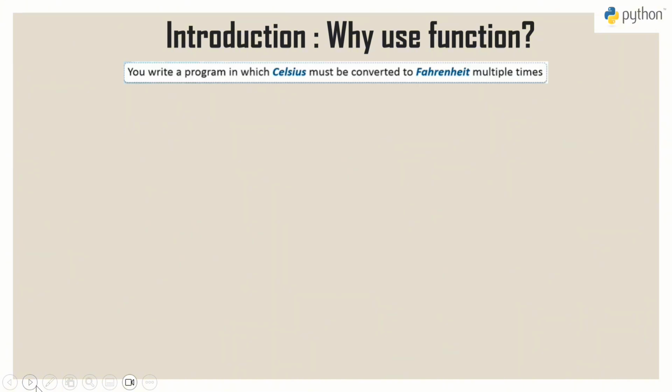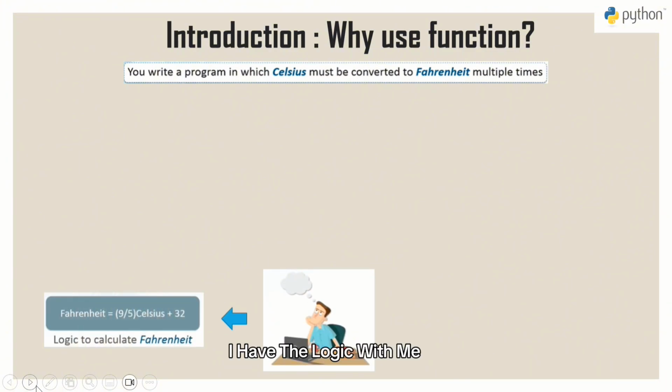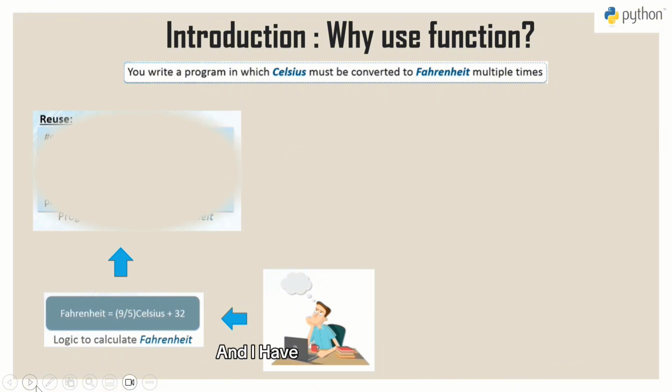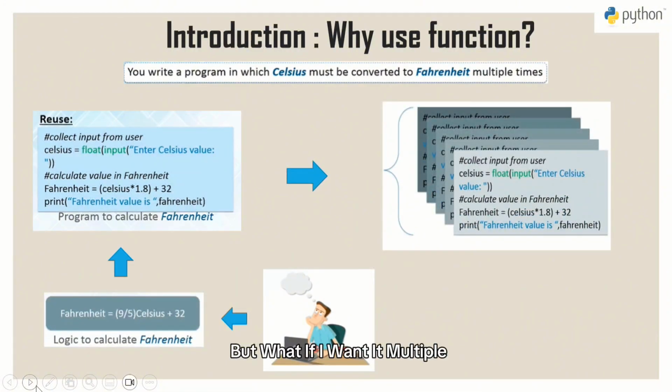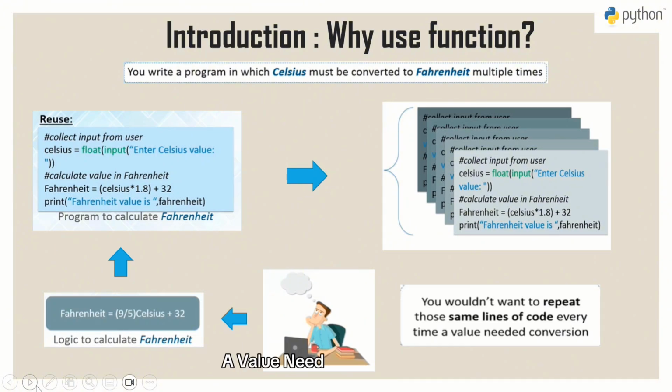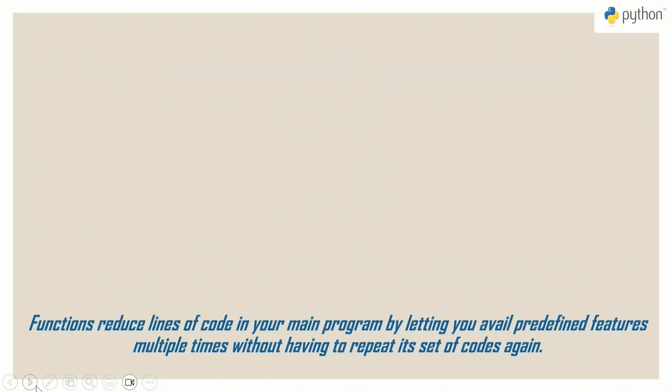Suppose I need to write a program in which Celsius must be converted to Fahrenheit multiple times. I have the logic with me for the conversion and I have written the code for it. But what if I want it multiple times? I won't repeat the same code every time a value needs conversion, right? So here functions come into picture. Functions help to reduce lines of code.